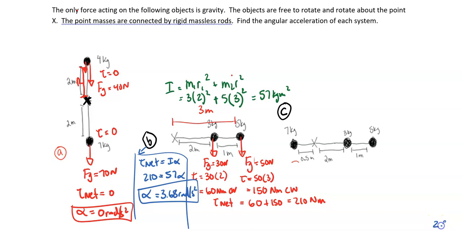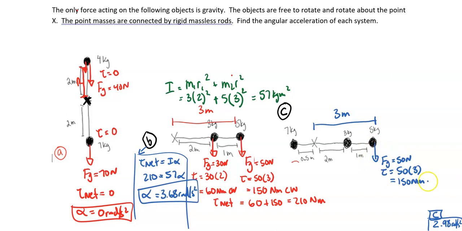For the last one, I got 2.98 radians per second squared for my answer for C. But I'll go ahead and quickly go through it right now. So let's see. This one right here provides a force of 50 newtons. How far away is it from the pivot? That is 3 meters from the pivot. So the torque is going to be, what, 50 times 3. So that's 150 Newton meters.